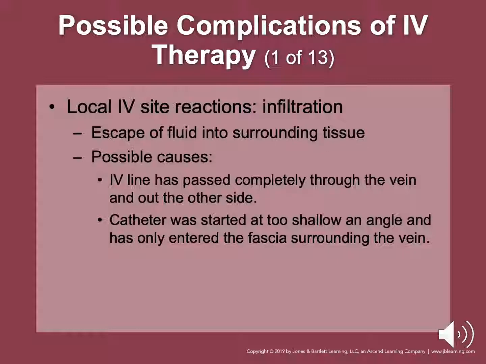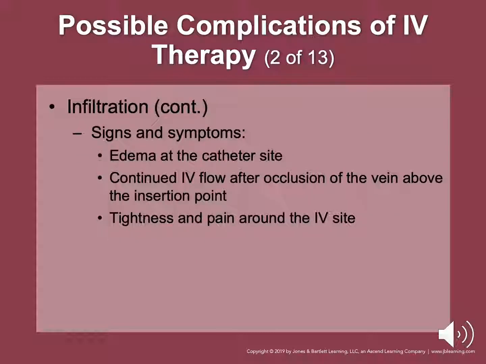Sometimes excessive patient movement can cause it. A lot of people get scared of that pain, and they can cause that needle to go through. Or the tape used to secure the area becomes loosened and dislodged. The catheter may start at an angle that is too shallow and has only entered the fascia surrounding the vein. Signs and symptoms include edema at the catheter site, continued IV flow after occlusion of the vein above the point of insertion, and the patient complains of tightness and pain around the IV site.